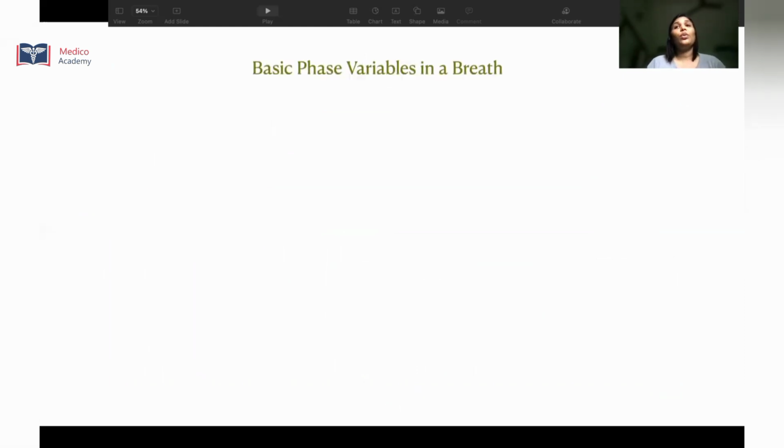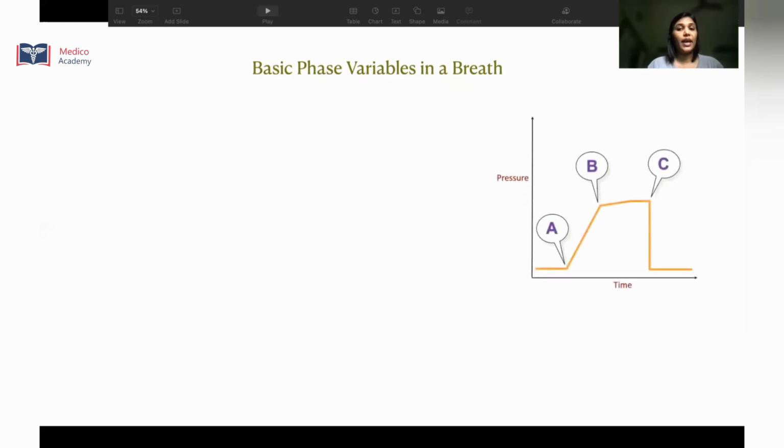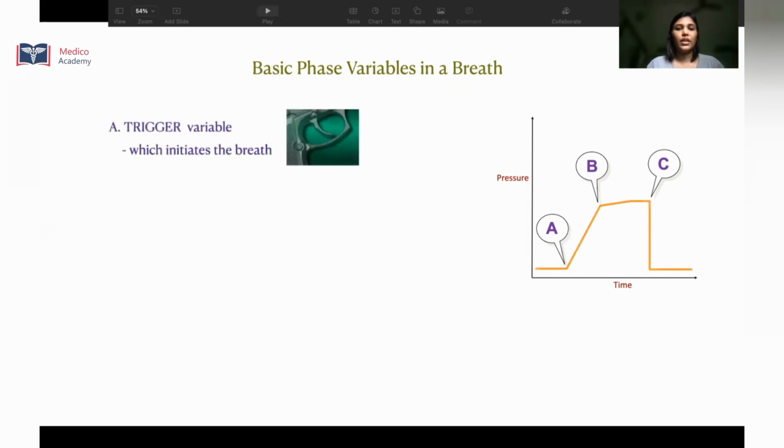So now let's move on to the basic phase variables in a breath. Each breath is characterized by three basic phase variables. So in this pressure time graph, I have marked it as A, B, and C. Let's go in detail to these. The first variable, or A, is called the trigger variable. Trigger variable means it acts as a trigger of the gun. That is what initiates the breath.